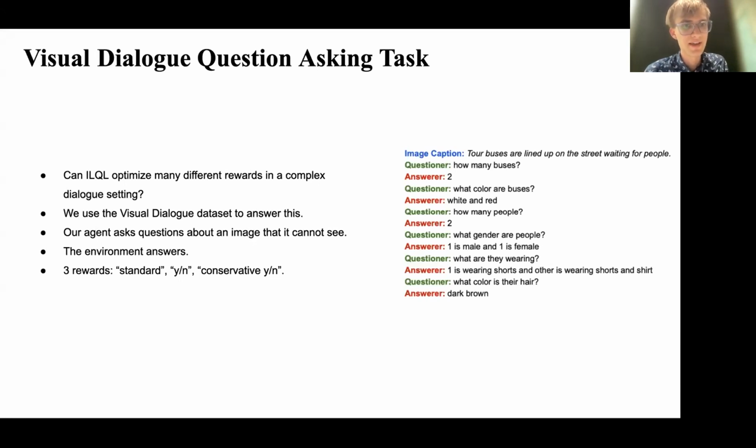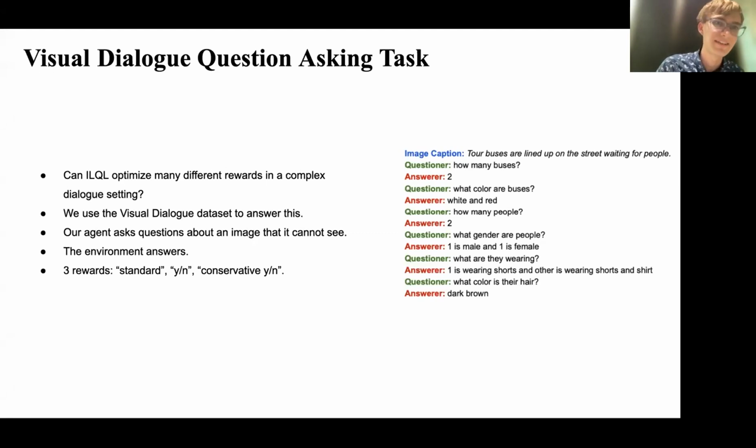So what this does is, in addition to the -1 reward at each turn, it also gives you a -2 reward every time you ask a yes/no question, which is determined by whether the answerer answers your question with an exact string match of yes or no. And then we also include this conservative YN, which is the same as the YN reward, but it doesn't measure yes/no questions by an exact match. It includes more string matching heuristics.